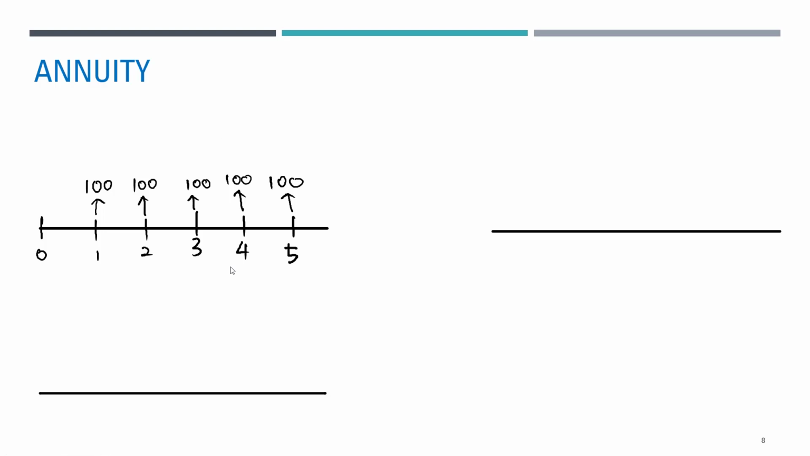And there are two types of annuity. Sometimes you will see something like this. In this case, we will have something like this.